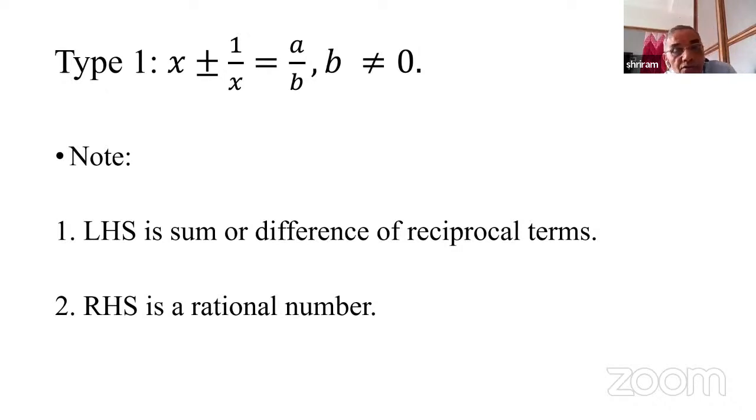Of course, when it is the sum or difference of reciprocals like x plus 1 upon x, we are going to get a quadratic when we simplify it. But what Swamiji is suggesting is: don't simplify. Don't try to get a quadratic equation out of it and then apply a method. If the right hand side is a rational number, then you can solve it under some condition, without simplifying the given x plus 1 upon x equal to a upon b. So what is that method?